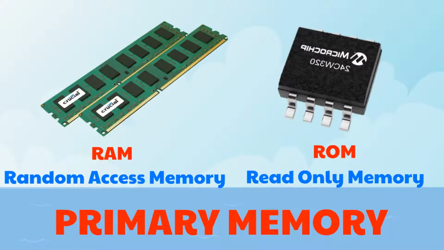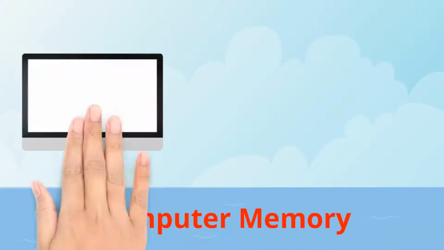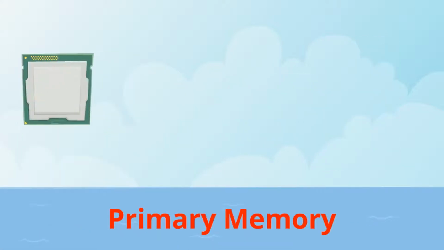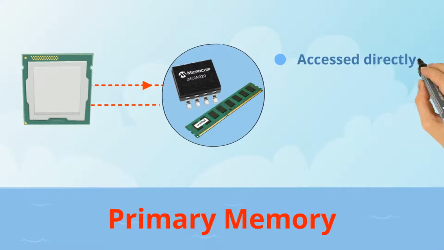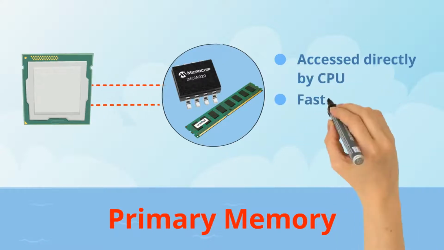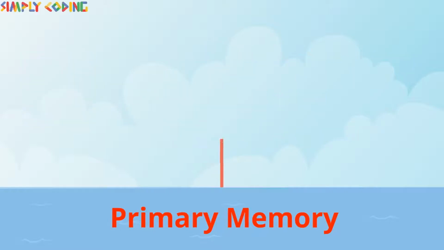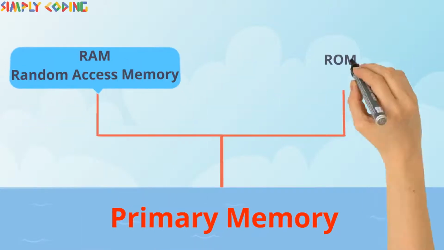Hello, in this video we are going to learn about main or primary memories. Computer memory is any kind of hardware which stores data and instructions for the computer. The primary memory is accessed directly by the CPU. It is fast and more expensive than secondary memory. It is of two types, RAM and ROM.